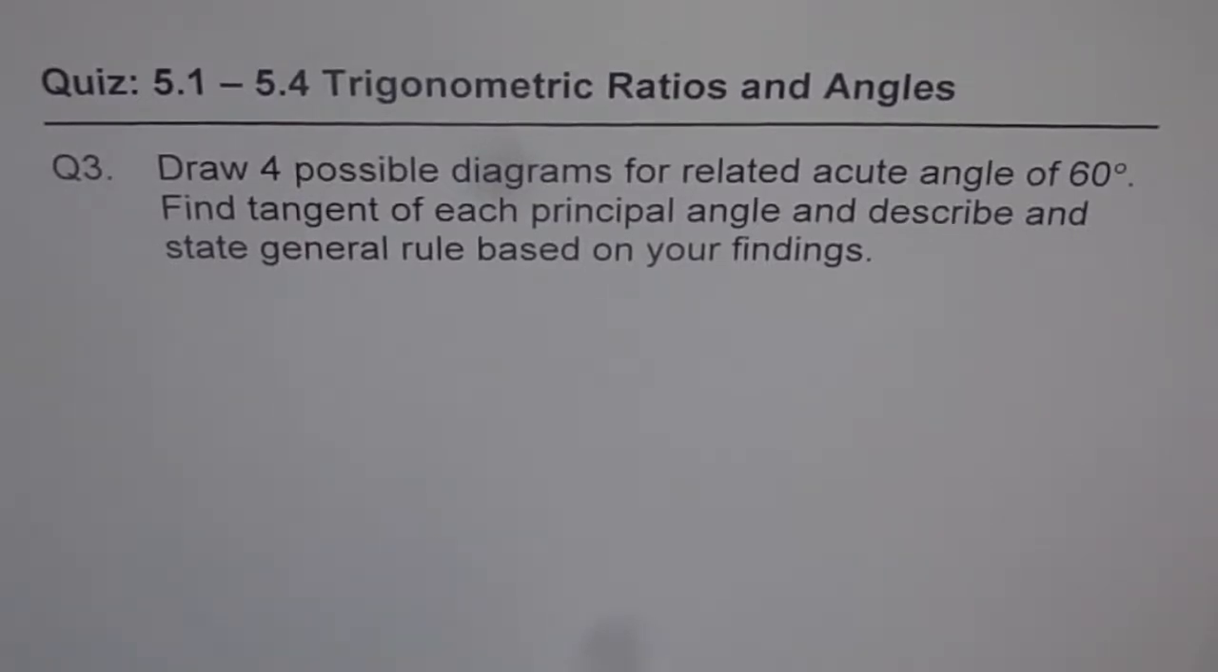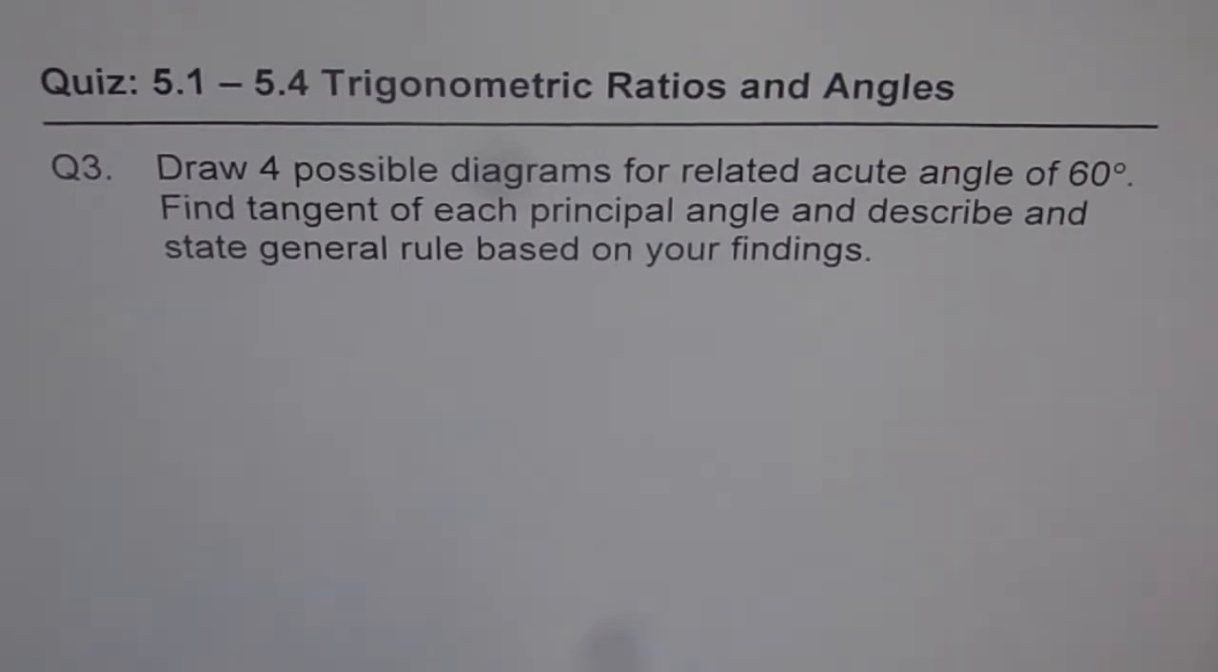Question number 3 on trigonometric ratios and angles. Draw 4 possible diagrams for a related acute angle of 60 degrees. Find tangent of each principal angle and describe and state general rule based on your findings.